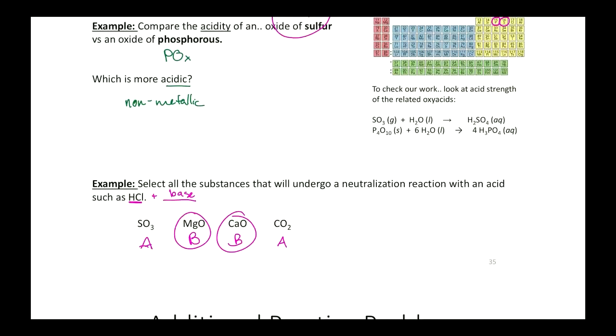Probably what will happen if you threw magnesium oxide and calcium oxide in HCl, they would dissolve. That's what would happen. They would just dissolve because they become neutralized, essentially.